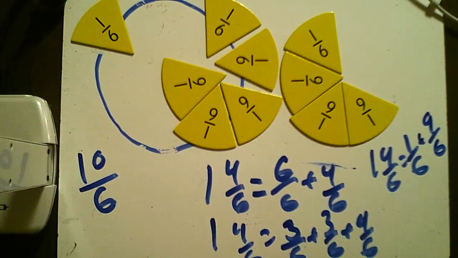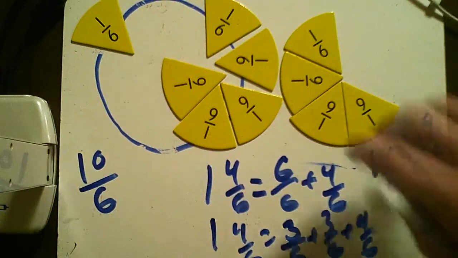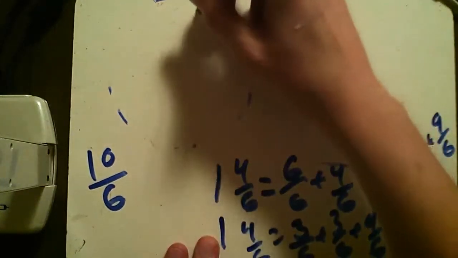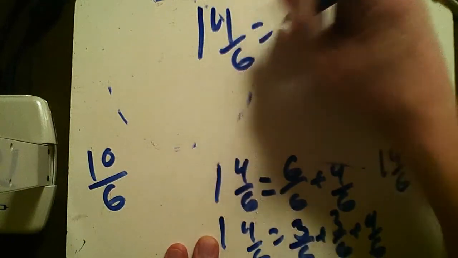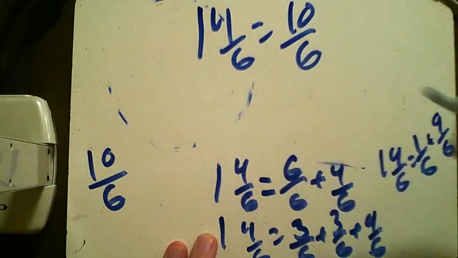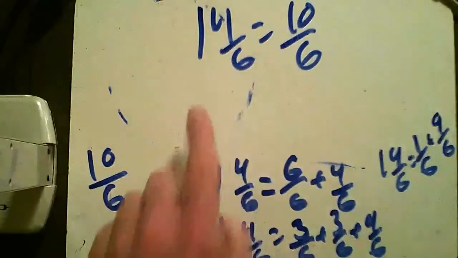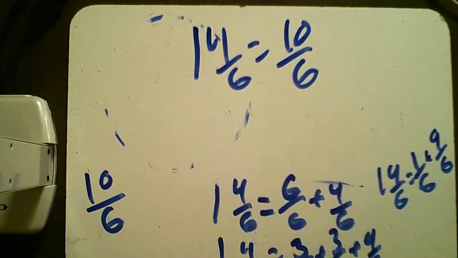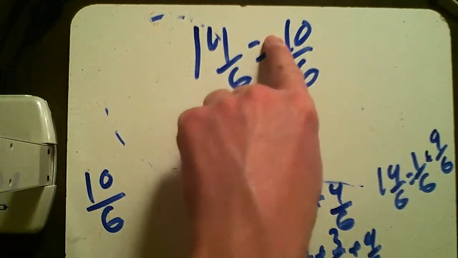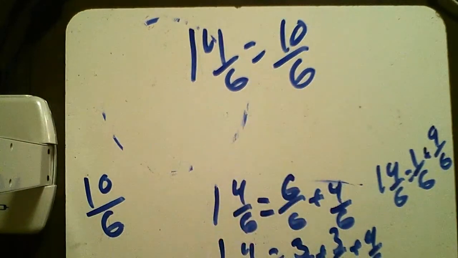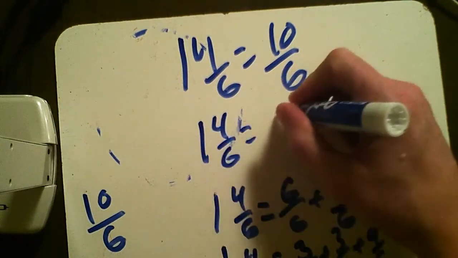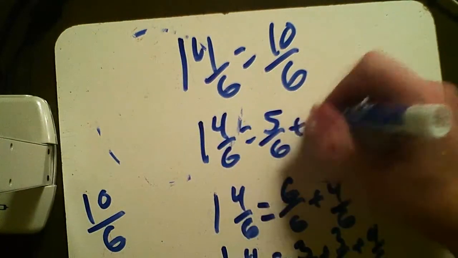But you could also do this without the wedges, right? Just remember that 1 and 4/6 is actually equal to 10/6. So anytime you're decomposing this, you're actually decomposing this too. So really all you got to think about is what numbers add up to 10/6, right? So you could say this, 1 and 4/6 equals 5/6 plus 5/6.